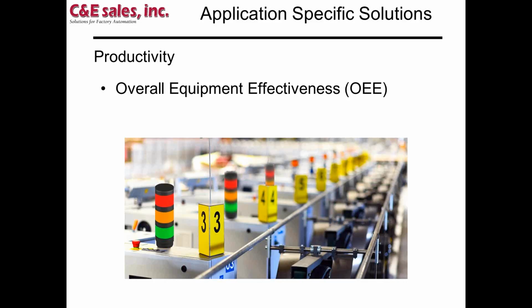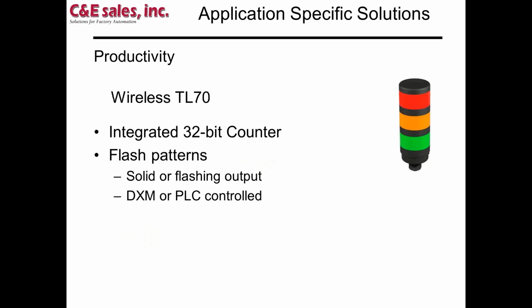First topic of productivity is overall equipment effectiveness, OEE. One product that would lend itself well is the TL70 tower light we talked about, wireless. It does include a 32-bit counter, a high-speed counter up to 10 kilohertz. And then there are some flashing patterns you can do based on different conditions. And these can be controlled by the DXM or from a PLC.